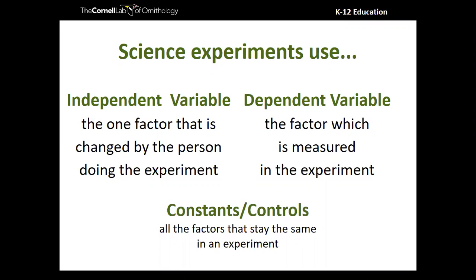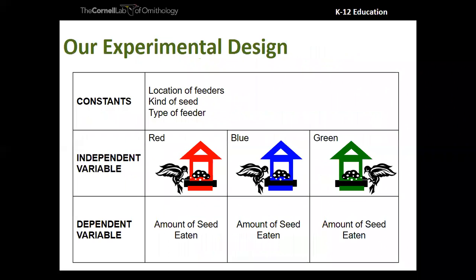And then the dependent variable is what we're measuring to see if that change had an effect. And then there are constants or controls. So all of these things that we need to keep the same, and we need to keep them the same so that we know that the variable that we're changing is causing the effect that we observe. So that's just how you help narrow things down.